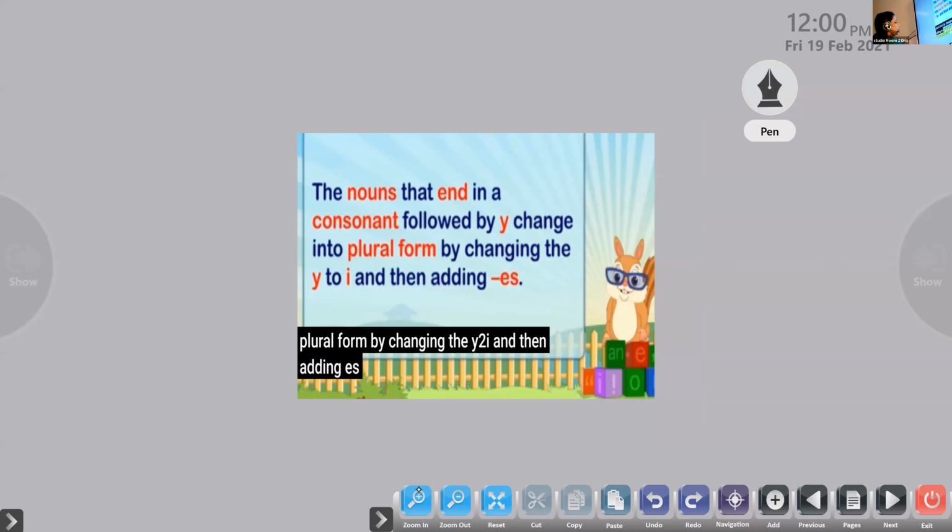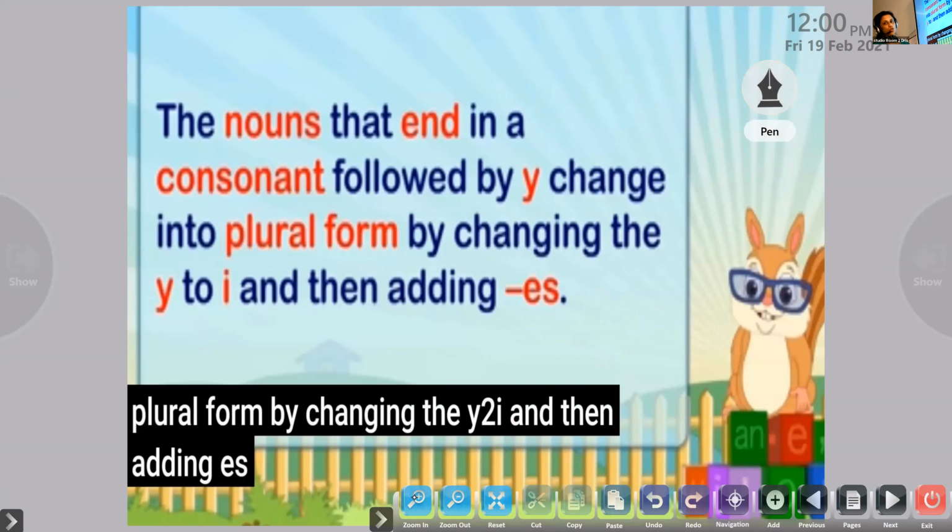Now let's move on to the third rule. The third and the fourth rule are similar. That is, words ending in y. If the word ends in y, what do we have to do? Just check the letter preceding the y. Preceding means the letter before the y. If it is a consonant, drop the y and add ies to it.